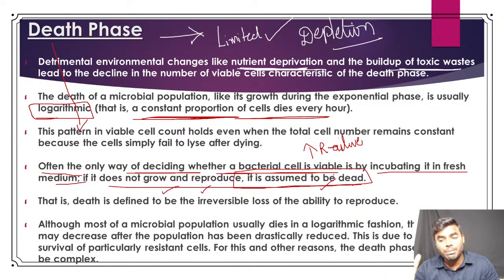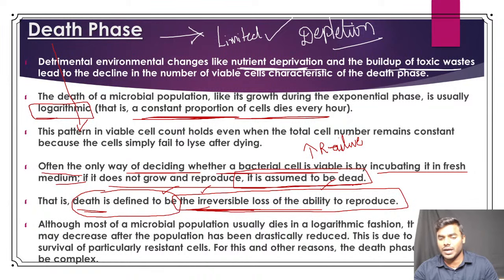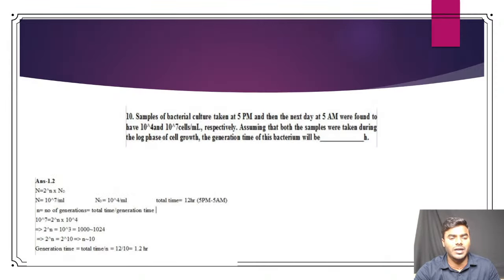So in one simple word, how can I define the word death? Every student remember, death is defined to be the irreversible loss of the ability to reproduce. Once again, irreversible loss of the ability to reproduce. When the microorganism is not reproducing, it indicates that the bacteria is dead. And what did I tell you friends? They usually follow the logarithmic fashion only. Please do not get confused with that particular point.